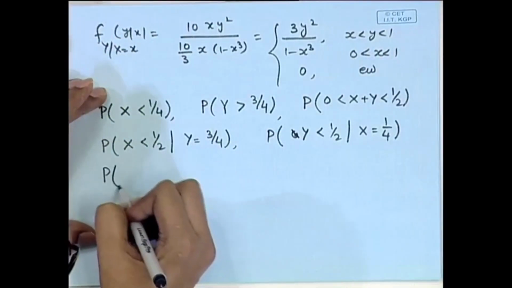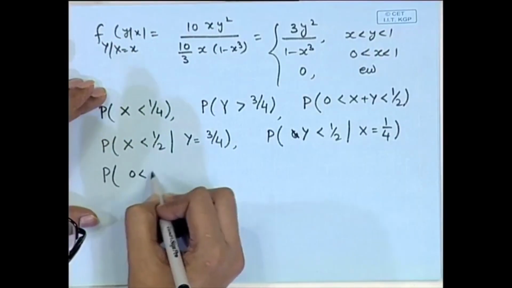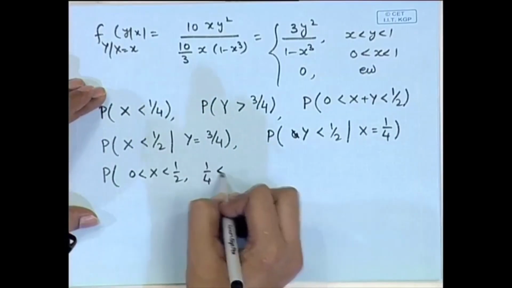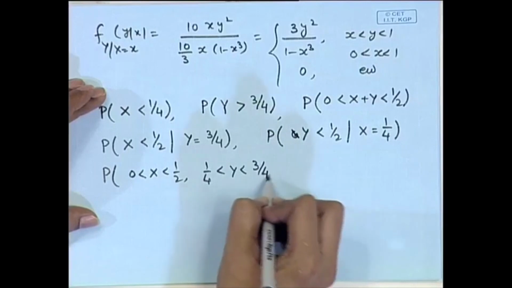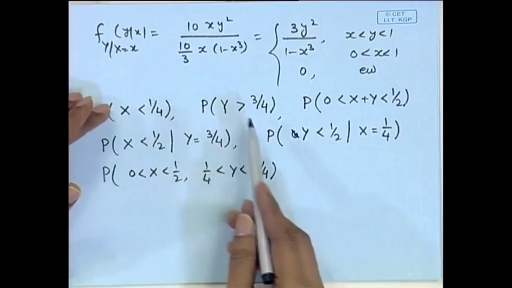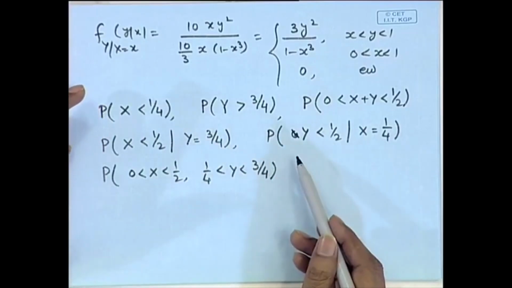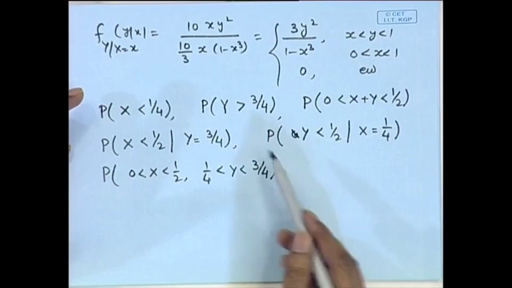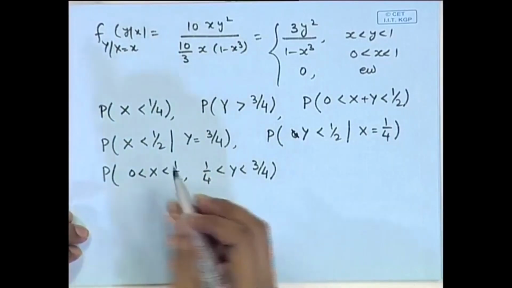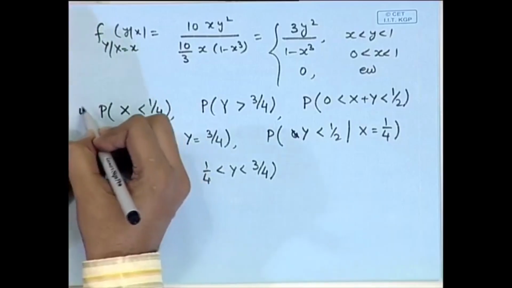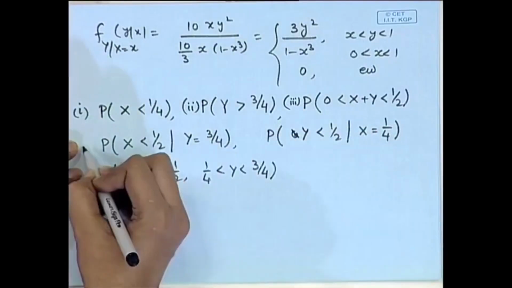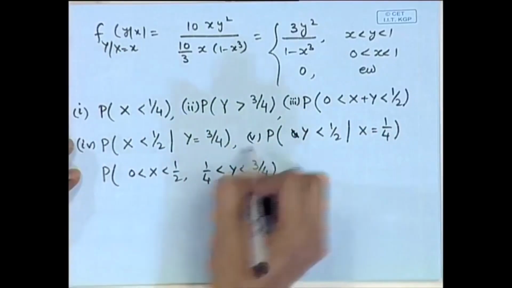What is the probability that, say, 0 less than x is less than half and 1 by 4 less than y less than 3 by 4? So, these are various statements regarding the marginal, conditional or the joint probabilities of x and y. In the context of this particular problem, let us answer these questions. Let us number them 1, 2, 3, 4, 5 and 6.